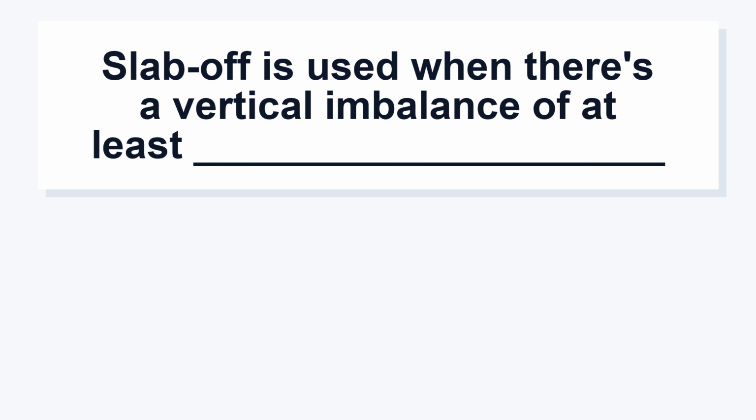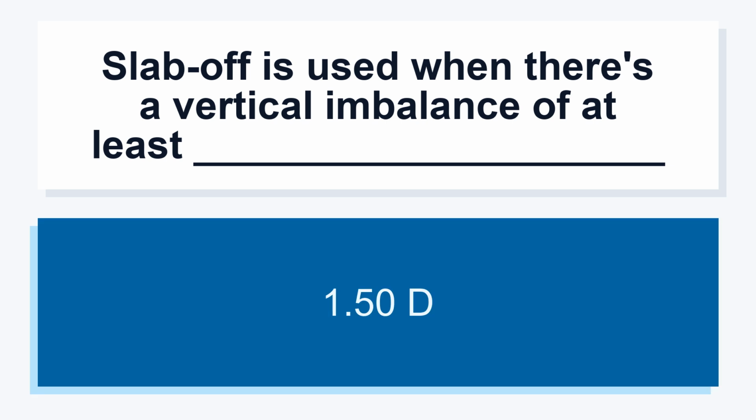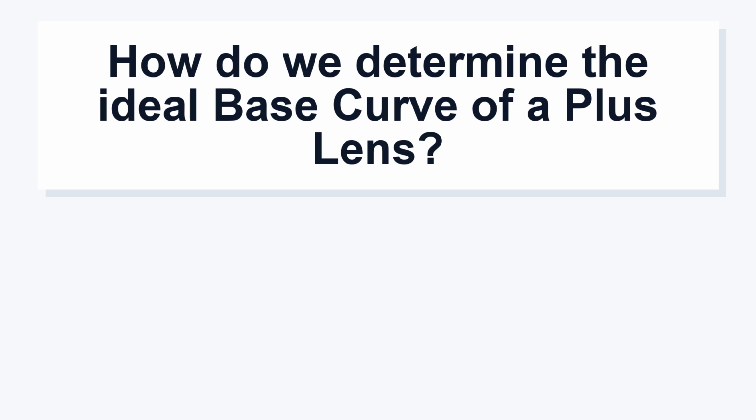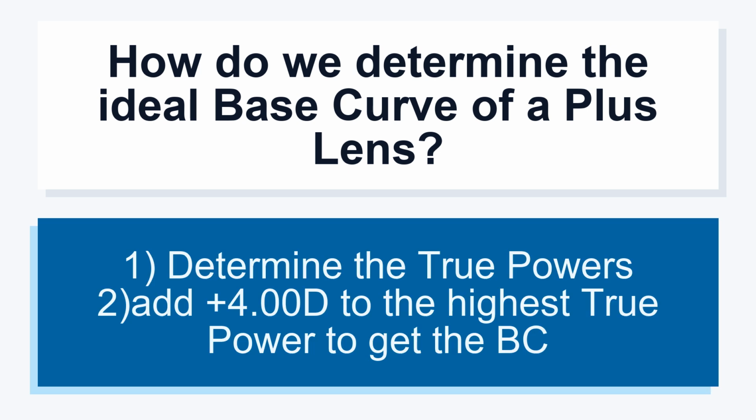Slab off is used when there's a vertical imbalance of at least 1.50D. How do we determine the ideal base curve of a plus lens? 1. Determine the true powers. 2. Add plus 4.00D to the highest true power to get the base curve.